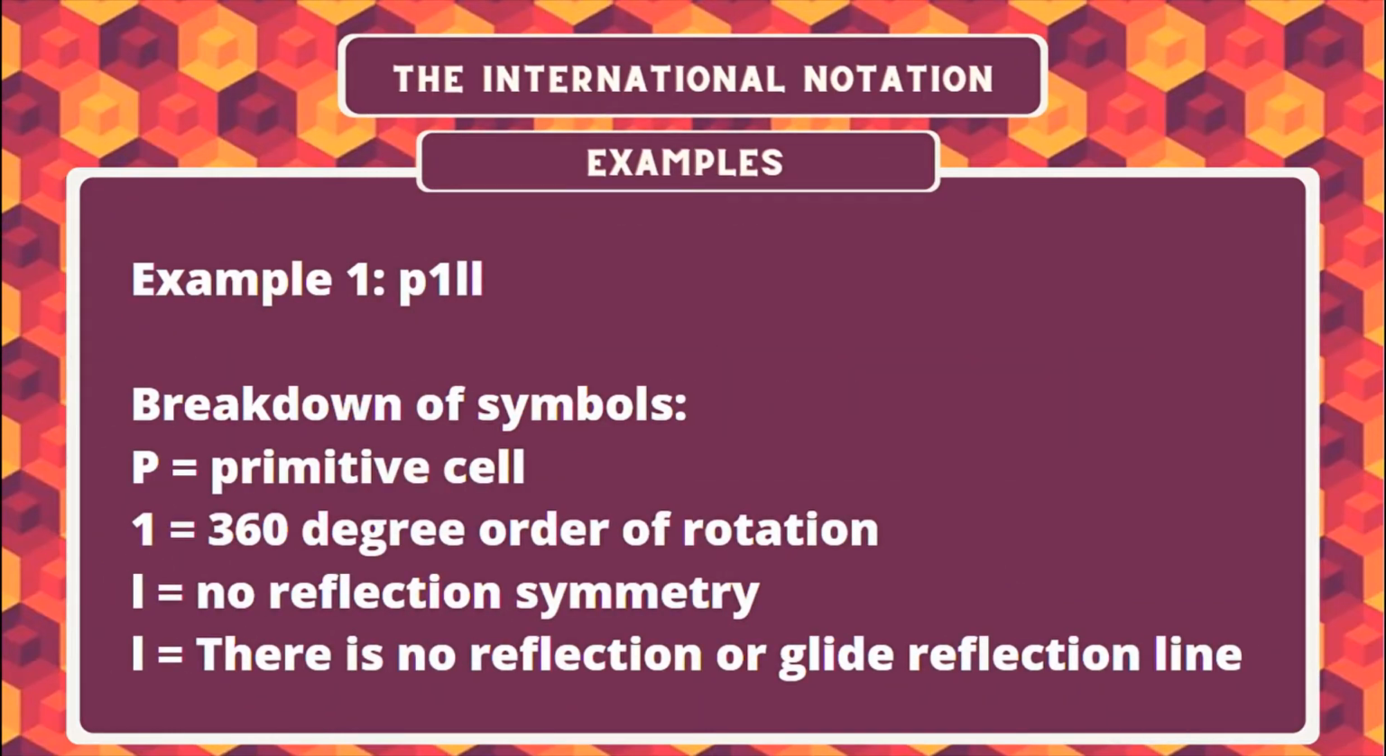Here we have an example, the P11. We have a breakdown of symbols here. We use the letter P since this is a primitive cell. We have the number 1 here written since this is a 360-degree rotational order. And the number 1 follows it as well since there is no reflectional symmetry. And lastly, a number 1 as well since there is no reflection or glide reflection in the line.